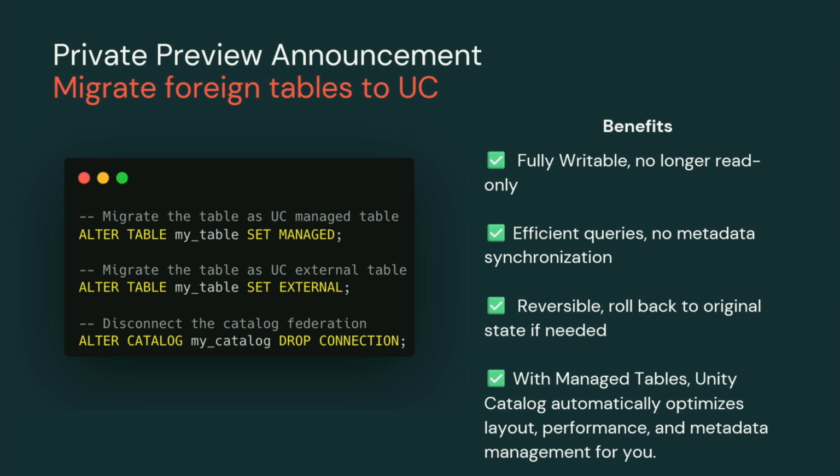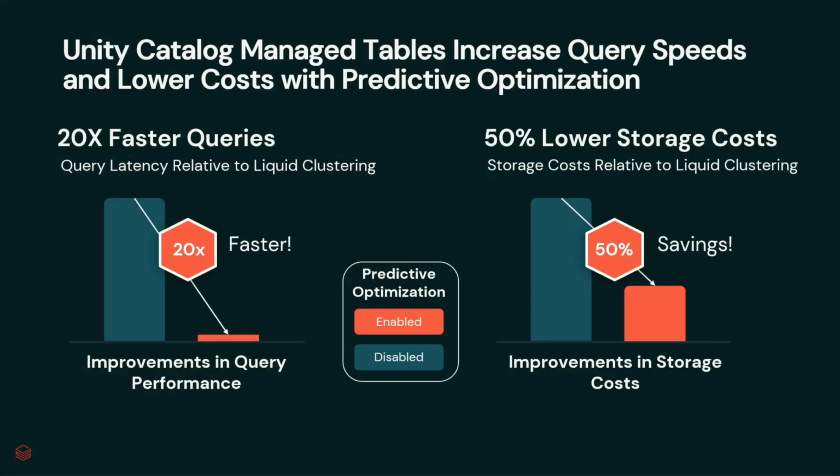So when you set this table to a managed table in Unity Catalog, you're automatically getting things like optimized layout, performance, and metadata management for you. I even included one quick slide here where we see a bunch of benefits for customers with managed tables. When it comes to increasing query speeds, we have observed 20 times faster queries because we're doing things like liquid clustering. And when it comes to costs, we see companies benefit from a 50% lower storage cost because we're also optimizing the storage based off of the queries we see.